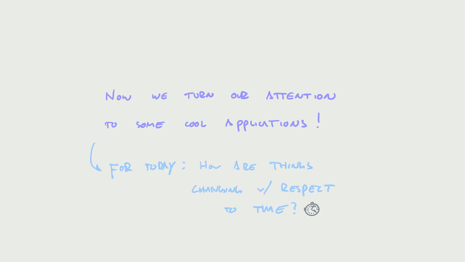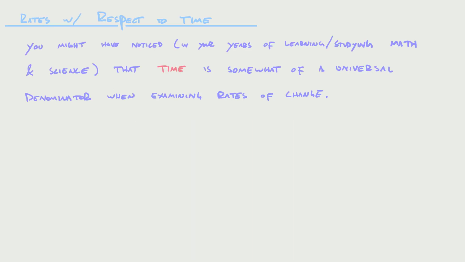So for today, what we're going to be talking about is how are things changing with respect to time. Now you might have noticed in your years of learning and studying math and science that time is a bit of a universal denominator when you're examining rates of change. For example, if you're at an IV infusion, a drug is pumped into your bloodstream at some amount of milliliters per hour. If you're talking about the velocity of an object, that's a kilometer per hour.